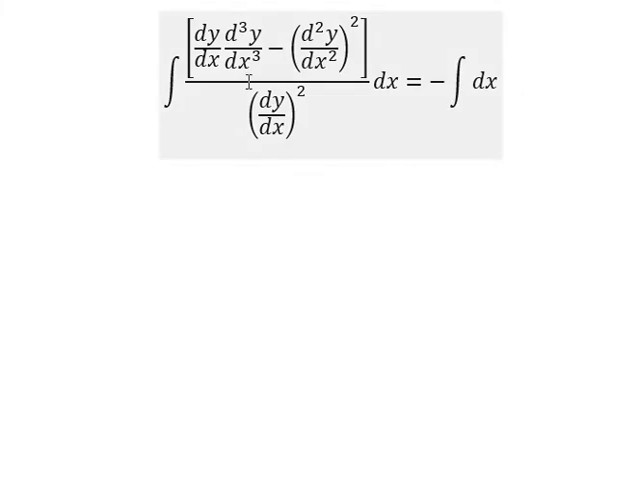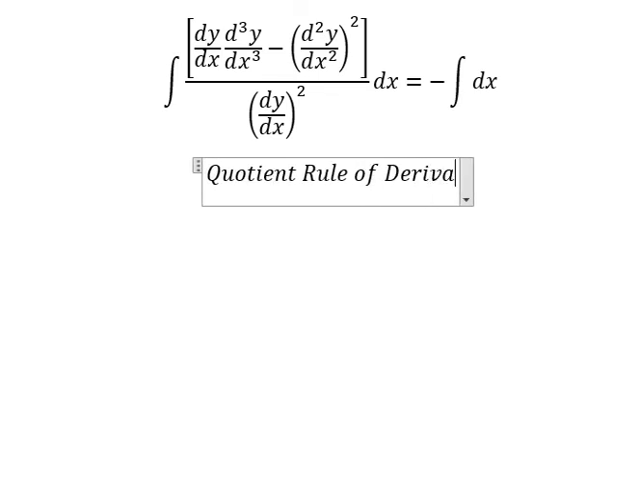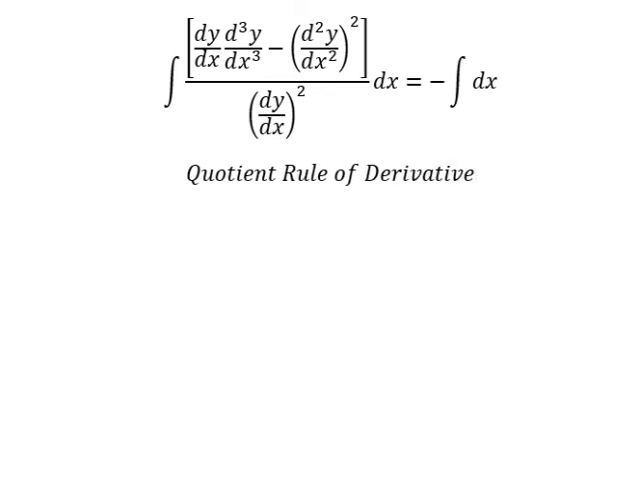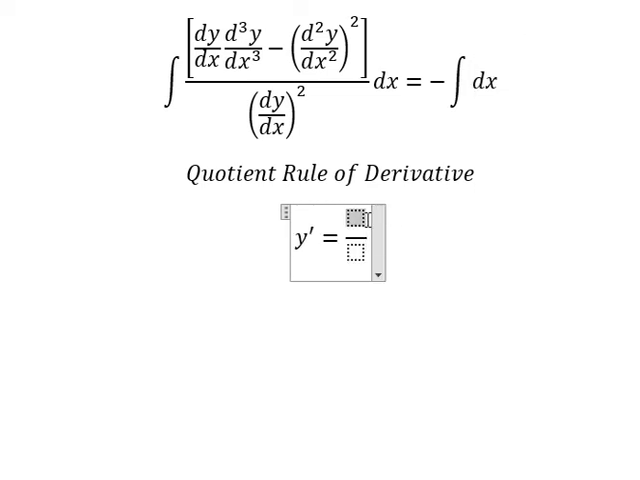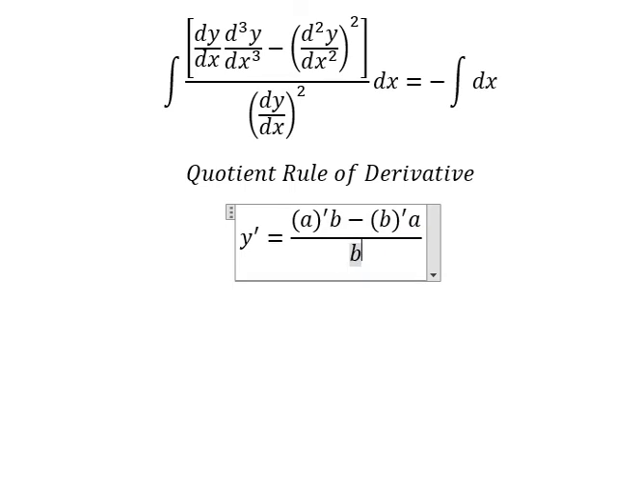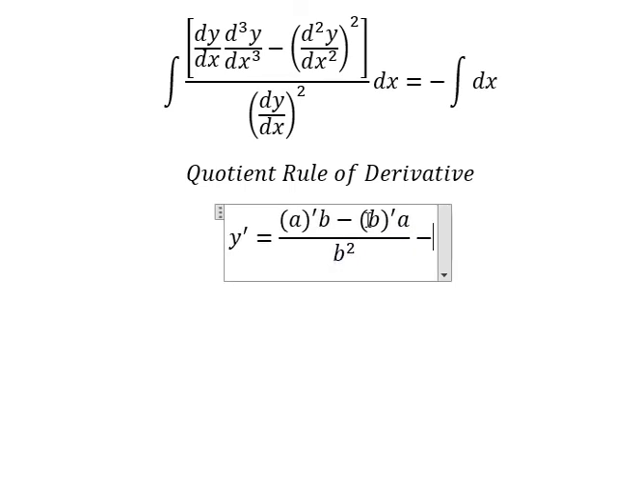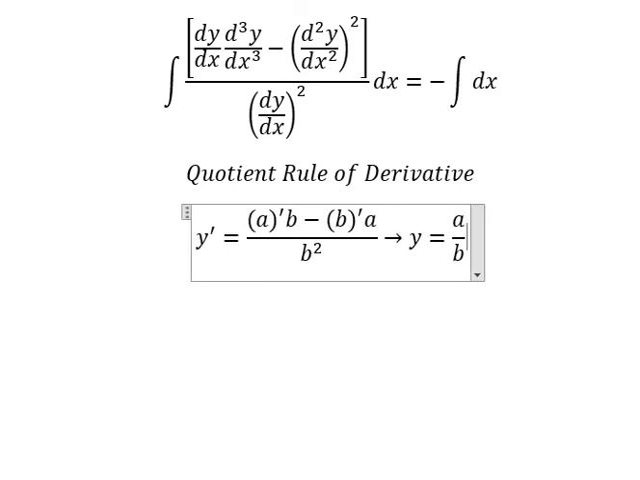So, we can see that this one is about the quotient rule of the derivative. So we have the first derivative of y equals the first derivative of a multiplied by b minus the first derivative of b multiplied by a, over b squared. So the integration of this one, we have y equals a over b.